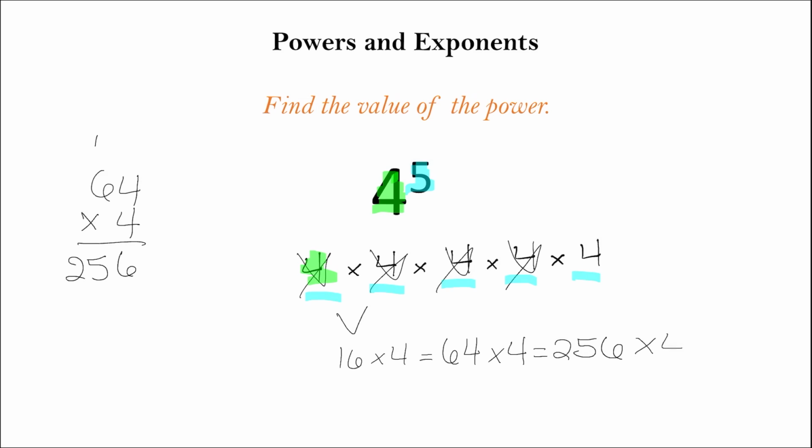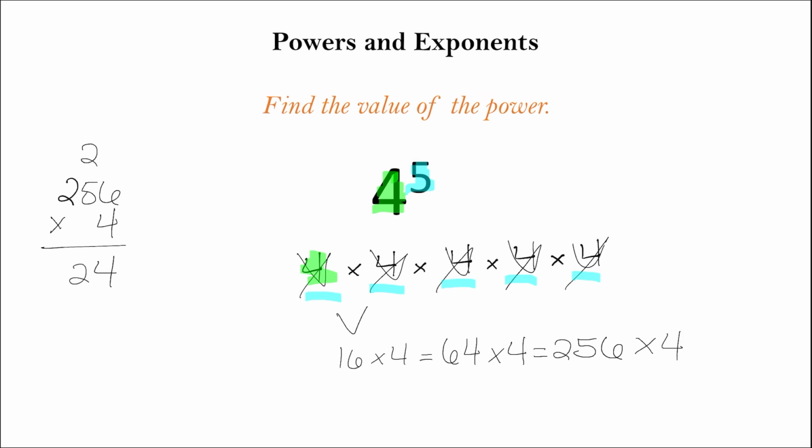I'm going to multiply 256 by 4. Same thing, long multiplication. Break it down. 256 times 4. 4 times 6 is 24. 4 times 5 is 20 plus 2 is 22. 4 times 2 is 8 plus 2 is 10, giving us our final answer of 1024.